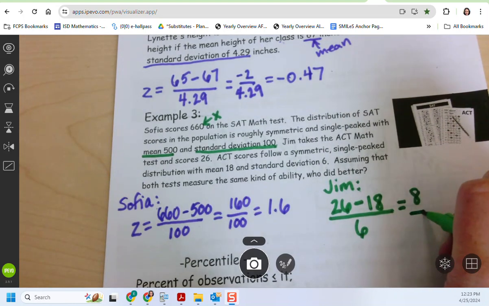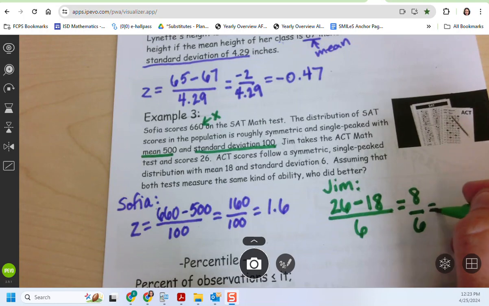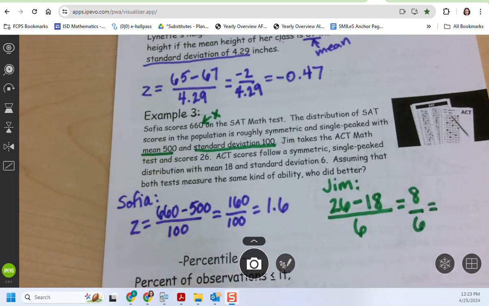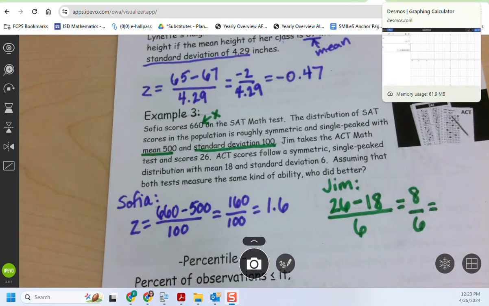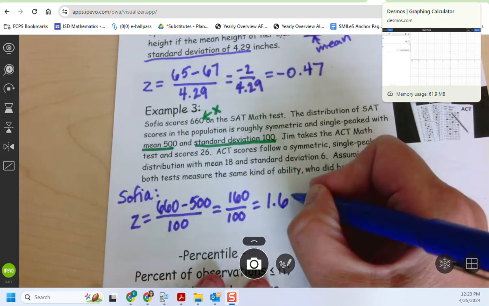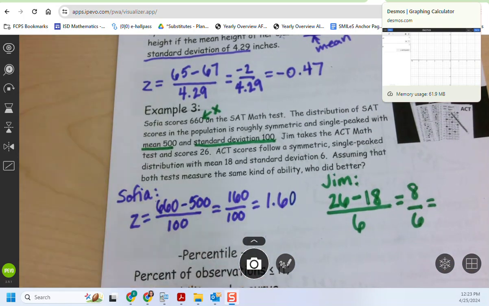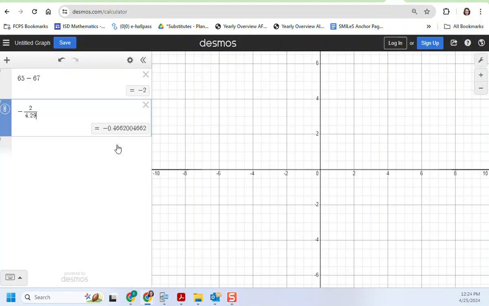Which is 8 over 6. And then you can use a calculator because you want this number to 2 decimal places. And I'm going to tell you why in just a minute. In fact, this last number for Sophia, we can actually write it as 1.60 because having 2 decimal places will be helpful with z-scores. All right, let's do the 8 divided by 6. I'm getting 1.33.